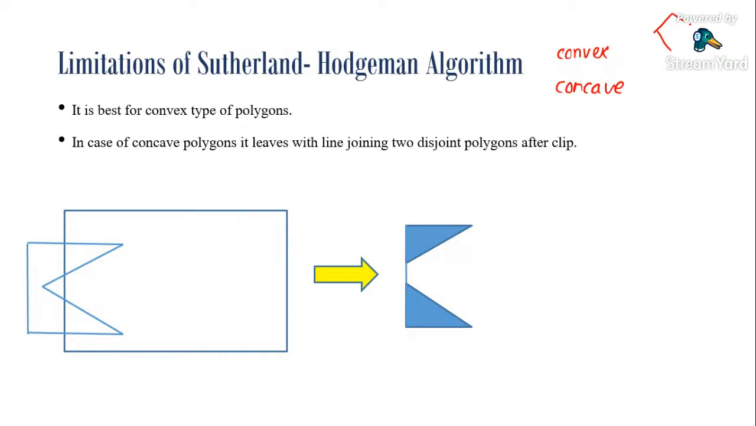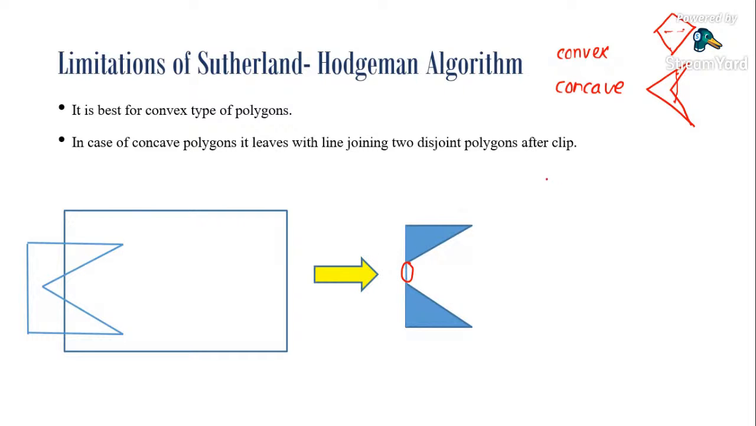Convex type of polygons means that if you select any two points, the line is completely inside the polygon. That is called a convex polygon. If the polygon is concave, and any two points are selected, then some part of the line is outside, so that is called a concave polygon. The Sutherland-Hodgman algorithm is best suited for convex polygons. But if you apply the algorithm to concave polygons, it leaves a line joining the two polygons.